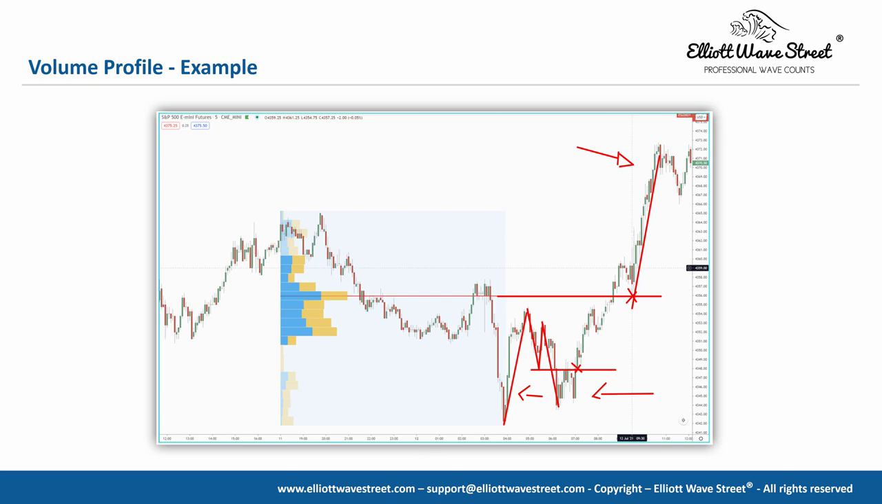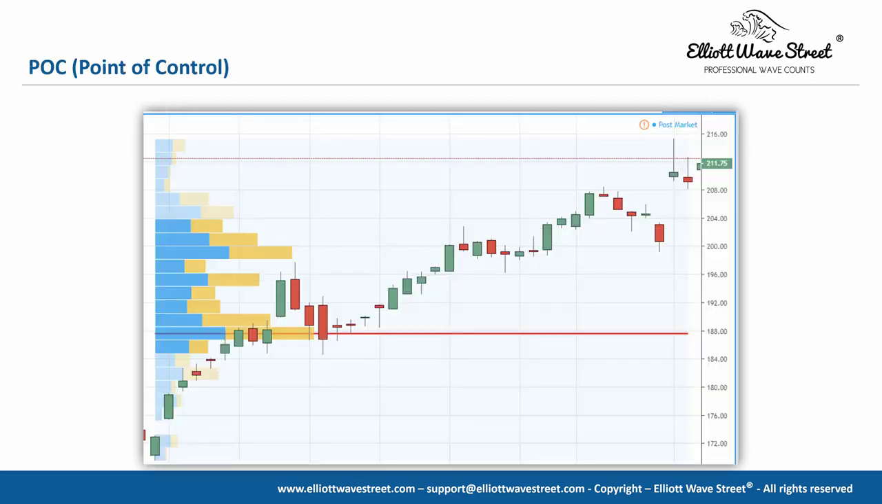Always below the point of control. The point of control is extremely important because it's a magnet. It's going to tell you when the market is cheap or when the market is expensive. Let's say that you want to buy a new house and you want to find out if right now is a good moment to buy a house.